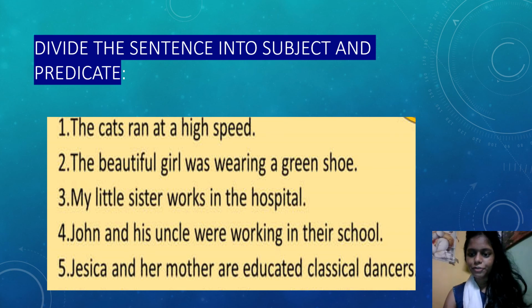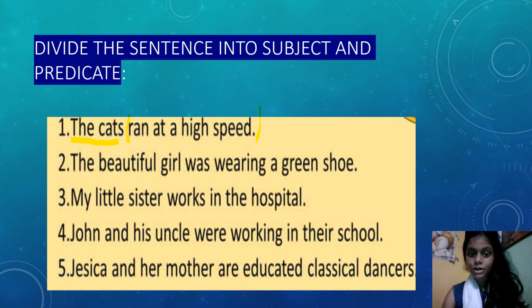In this slide we will find both subject and predicate all together. Now, "The cat ran at high speed." So where is the subject? The cat. It is a noun, the name of an animal. And "ran" is your verb. So "ran at high speed" is your predicate.